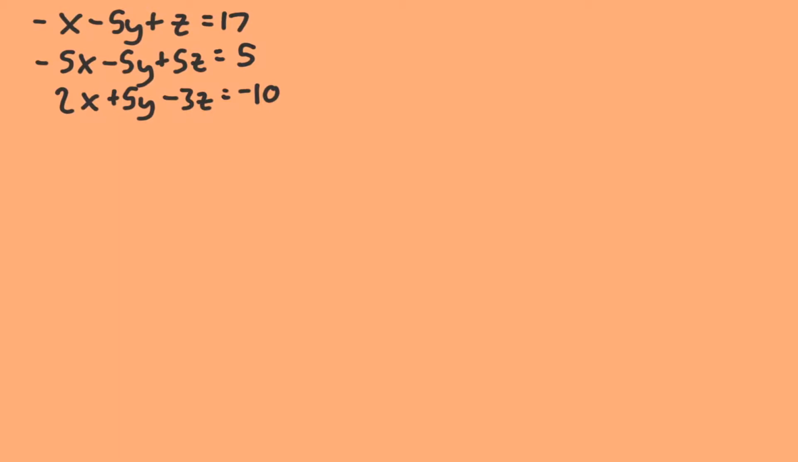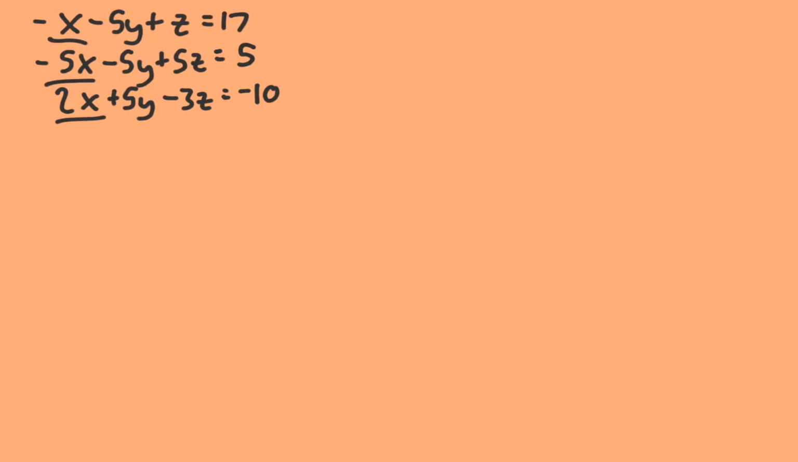So looking at the x's, there's a negative x, a negative 5x, and a 2x. We can't already eliminate one of them using 2 equations. We're going to have to multiply something to one of the equations to get it to cancel with the other x. So let's move on to the y's.